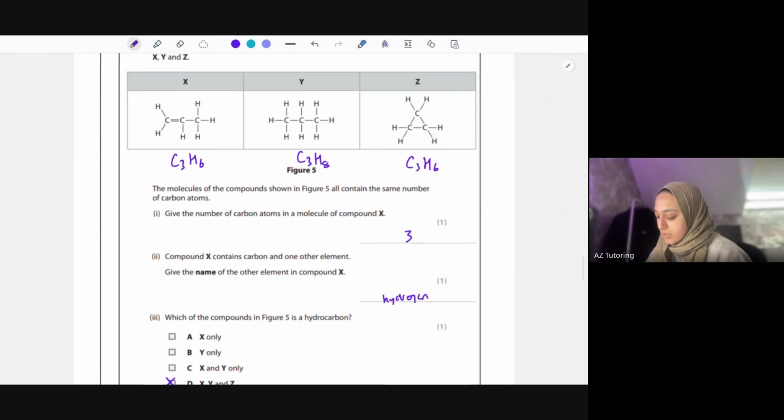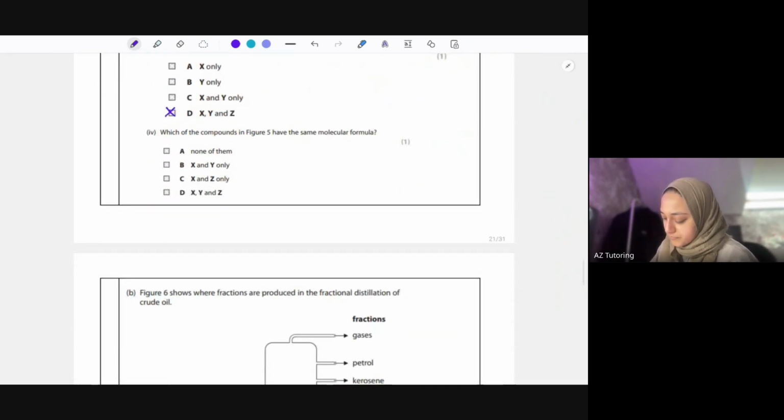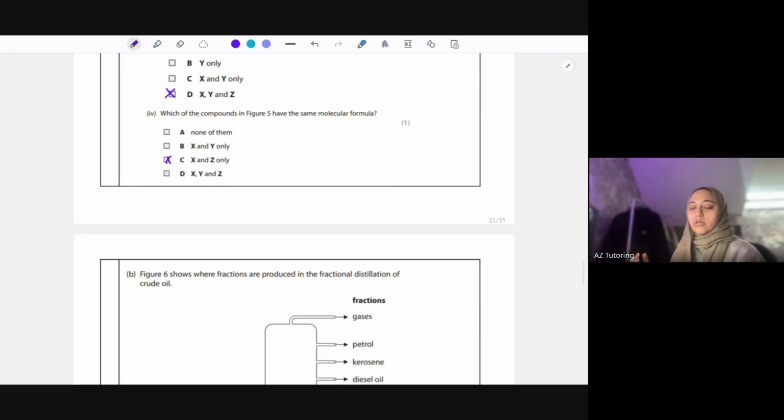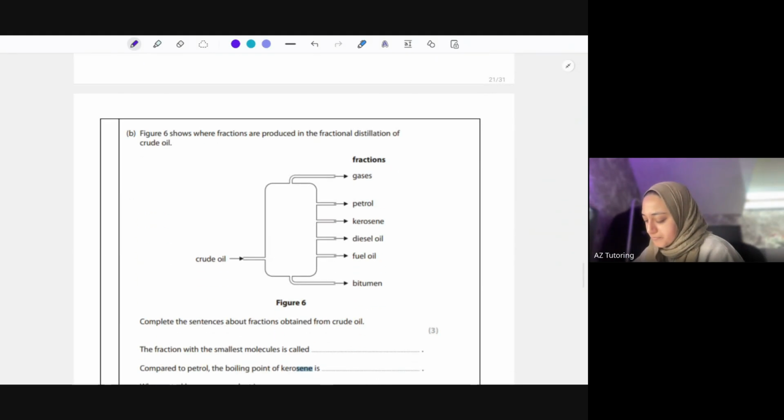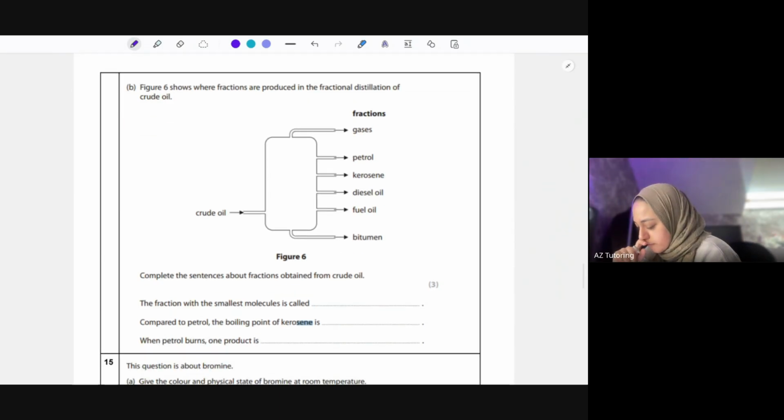So it's just X and Z that have the same. So it's just that one, because it's got the same amount of carbons and hydrogens. Figure 6 shows where fractions are produced in fractional distillation of crude oil.